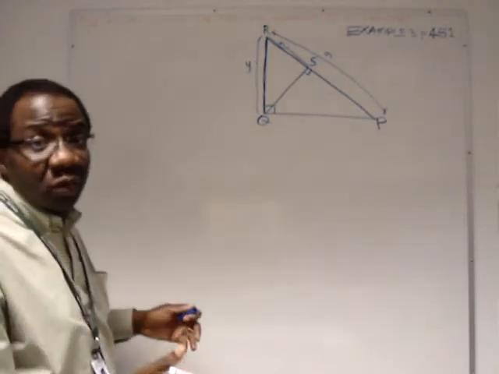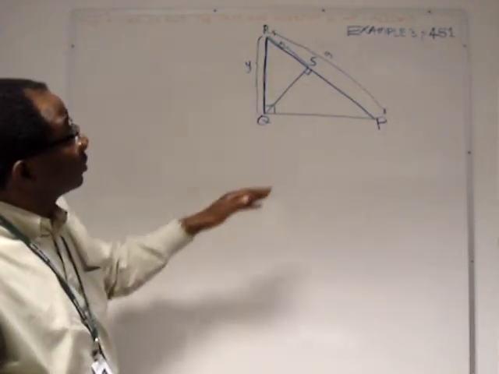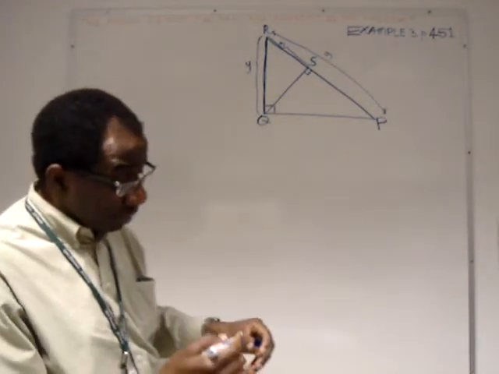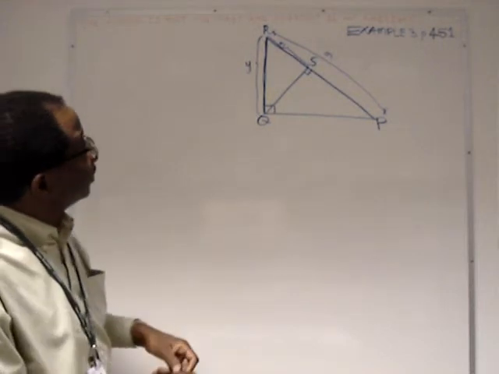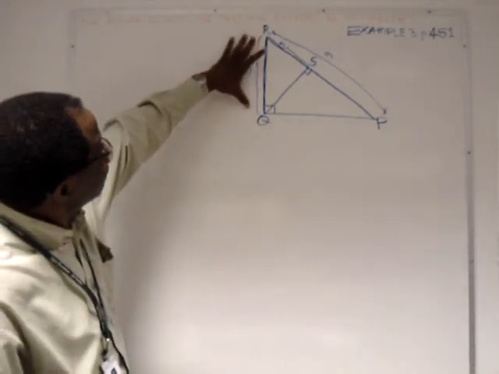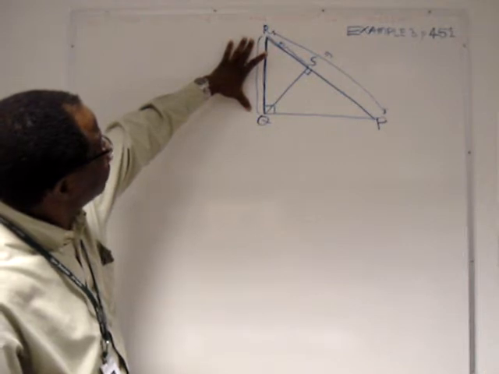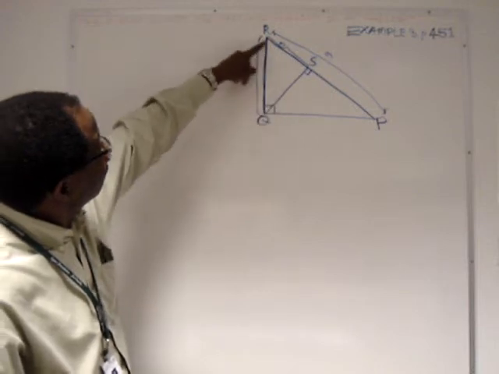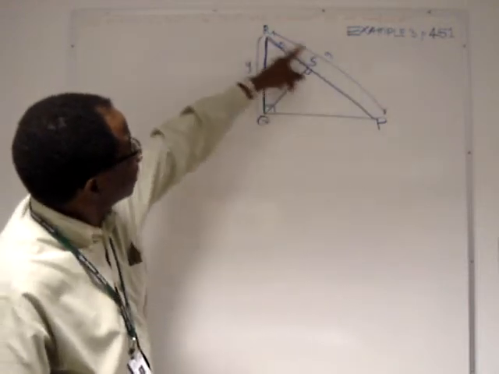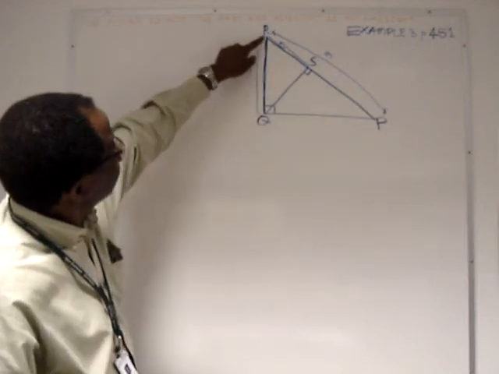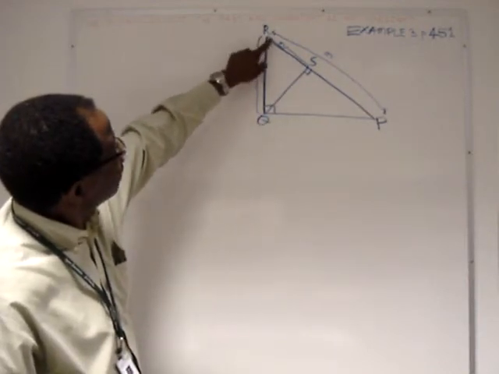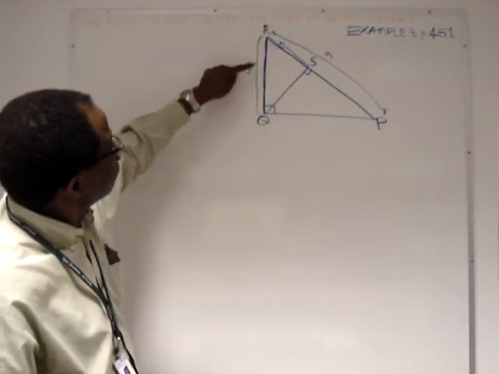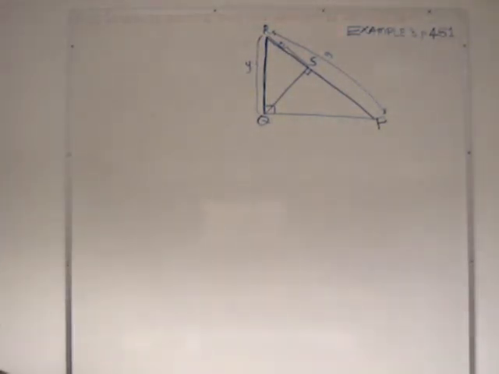Okay, Rachel, let's put together what we've been learning so far and try to solve this example, example 3 on page 451 of your book. So what have you been asked to do? You've been asked to find this distance, and you've been given this original hypotenuse as 9. You've been given this as 3, and this y is what you've been asked to find.